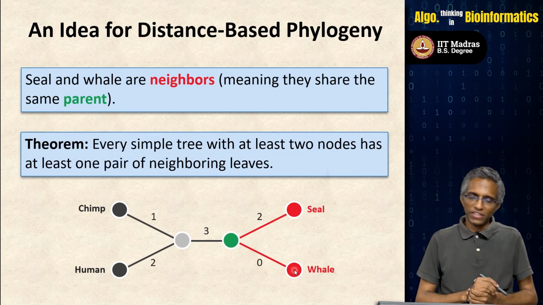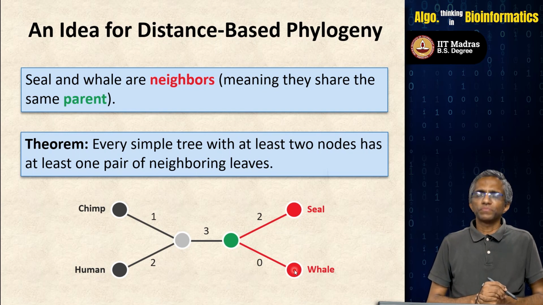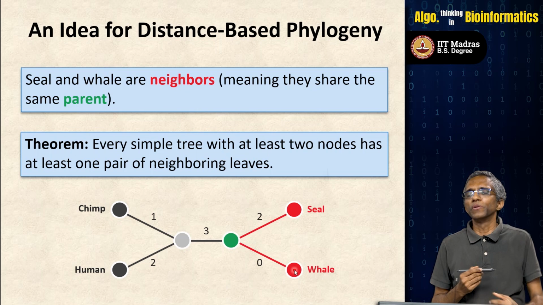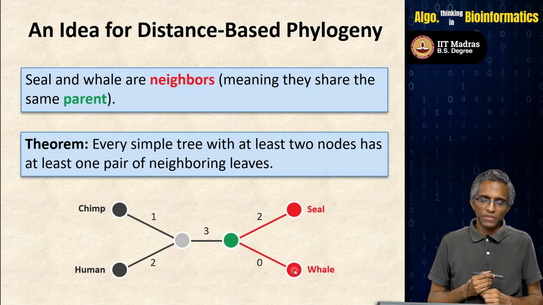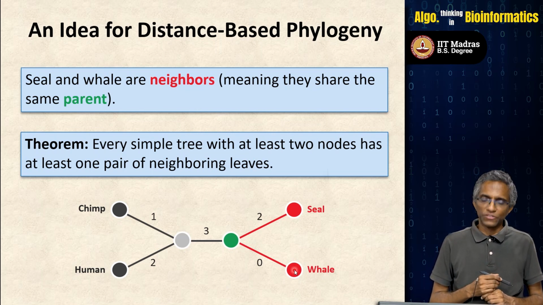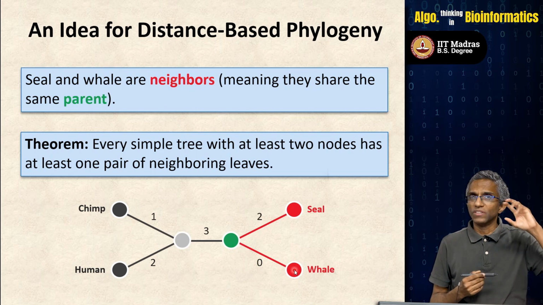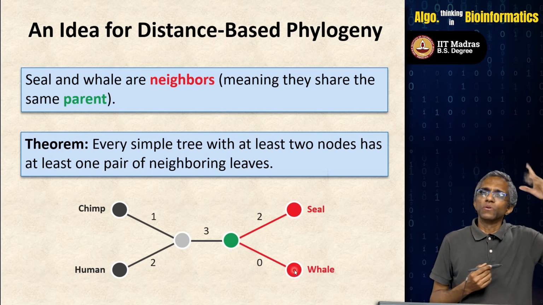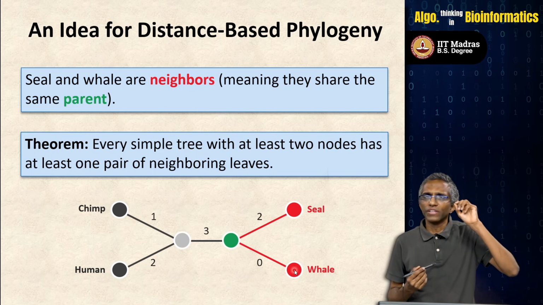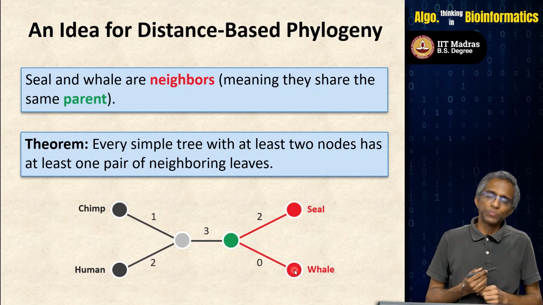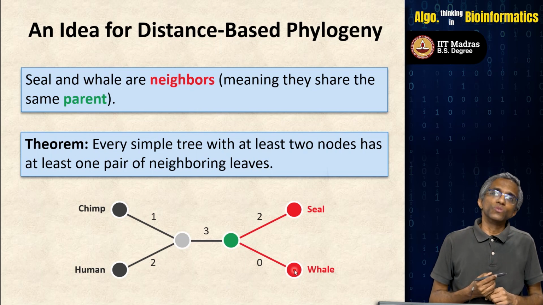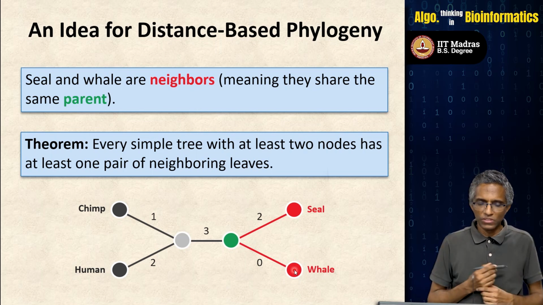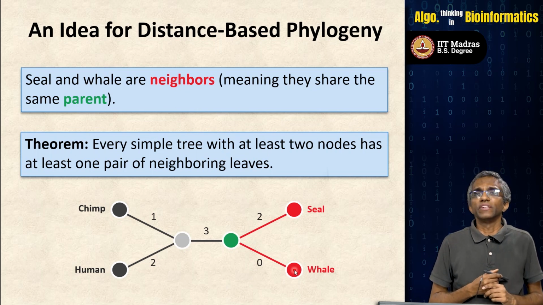Now, there is a theorem again, which is something that you just spend a little bit of time and you will be able to prove it yourself. Every simple tree, meaning a tree with degree 1 or degree 3, or higher degrees, you are not looking at degree 2 nodes. Okay. So, every simple tree with at least 2 nodes, it is a non-trivial tree, has at least one pair of neighboring leaves.